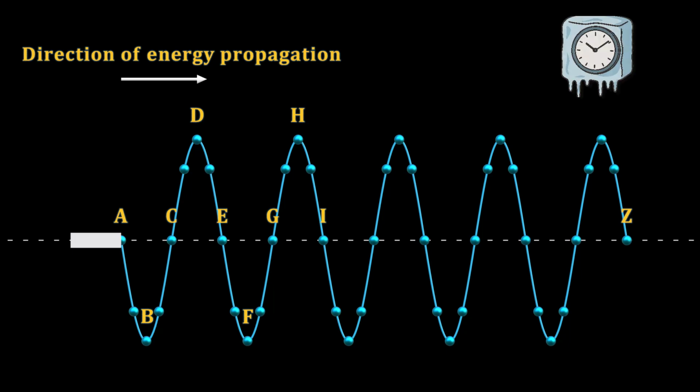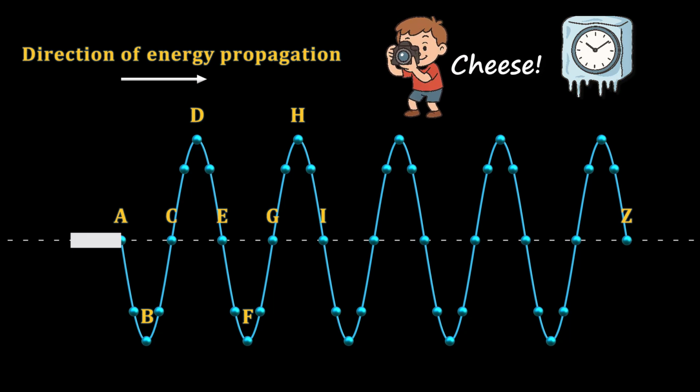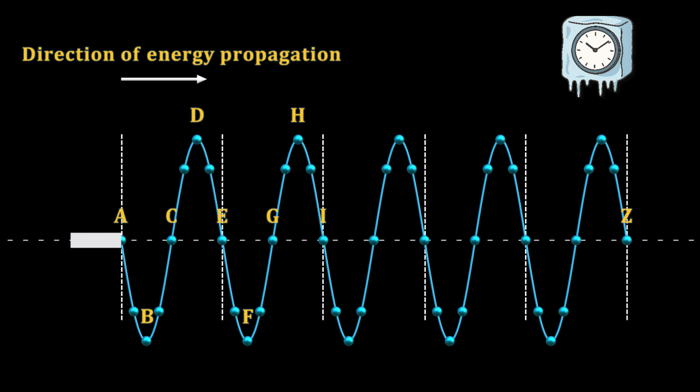Let us freeze time so that everything stops moving. This is like taking a picture of the wave, so we have a snapshot in time. The shape of the wave repeats itself with distance along the direction of energy propagation. The minimum distance along the direction of energy propagation over which the shape of the wave repeats itself is called the wavelength lambda.